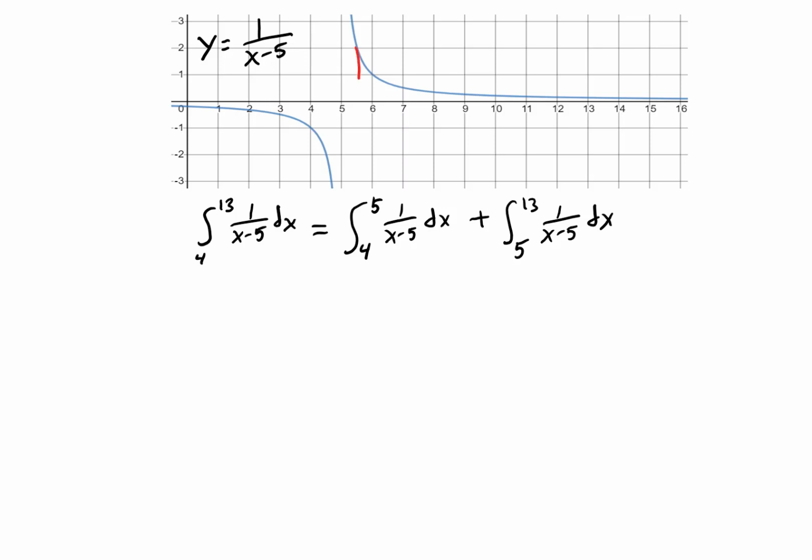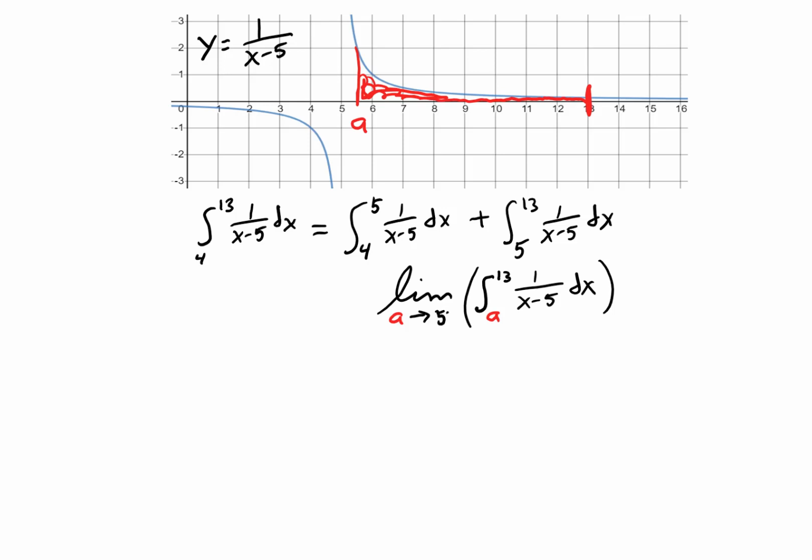As before, we let a be some number a bit to the right of 5 and find the area between the curve and the x-axis from a to 13. This is the integral from a to 13 of our function. Once we have this area, we will consider the effect of letting a approach 5 from the right.